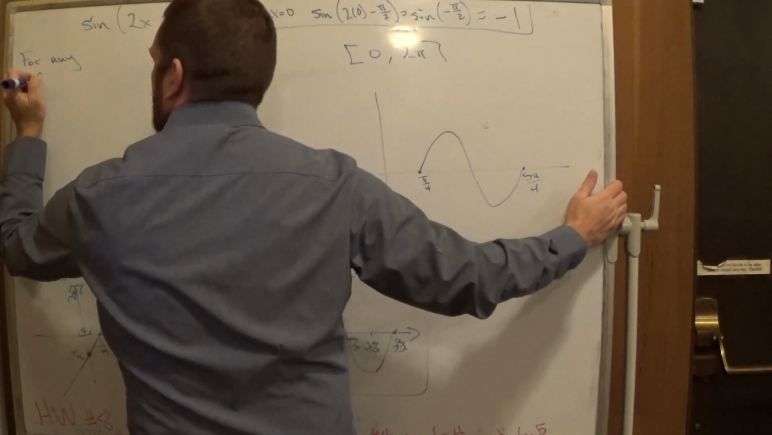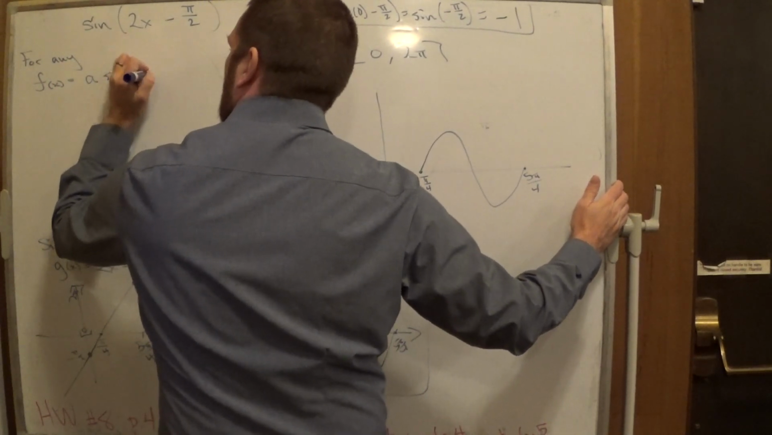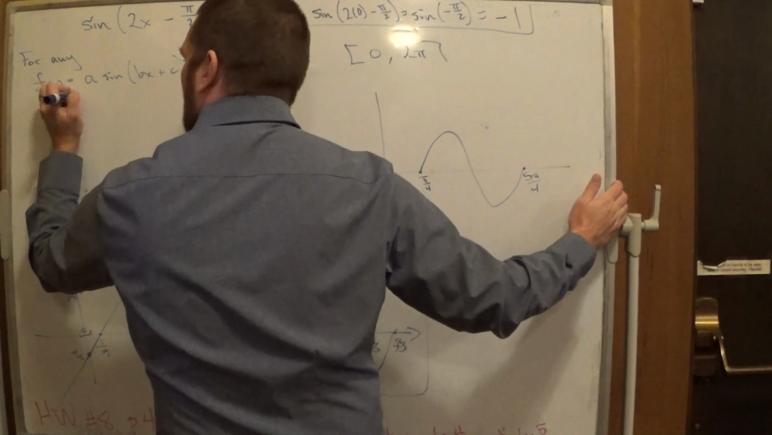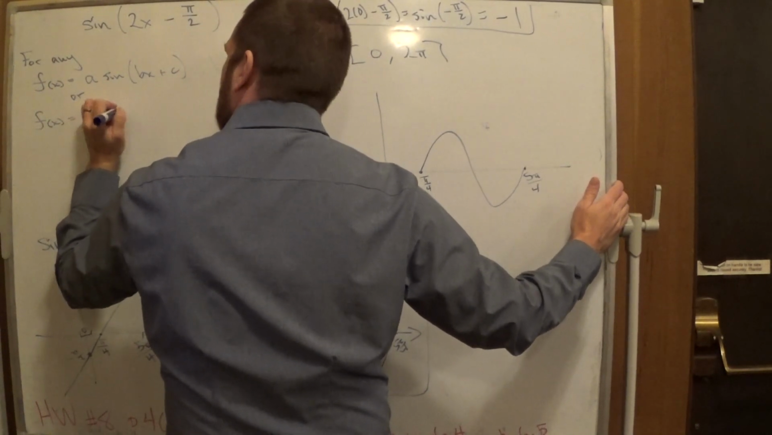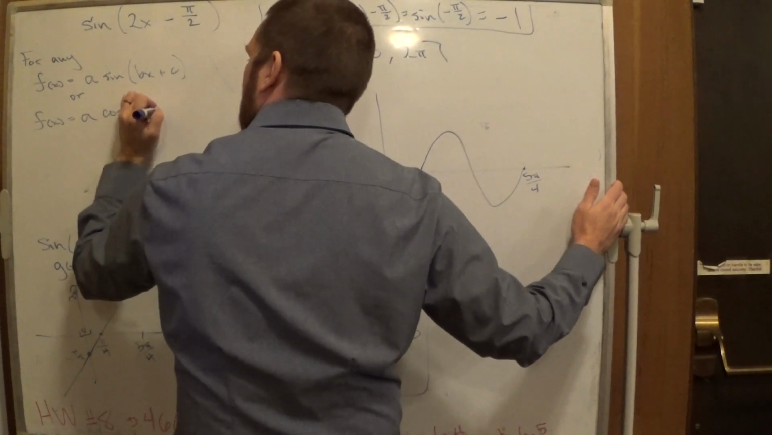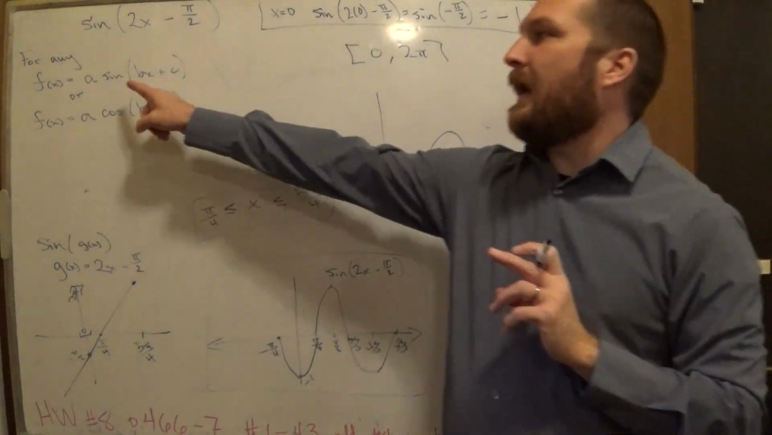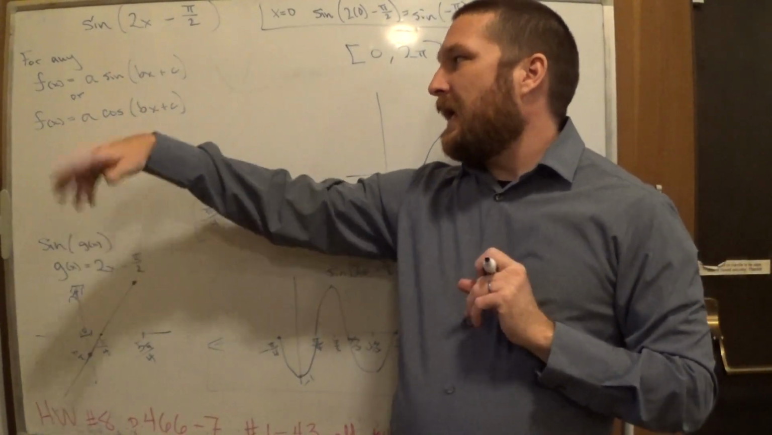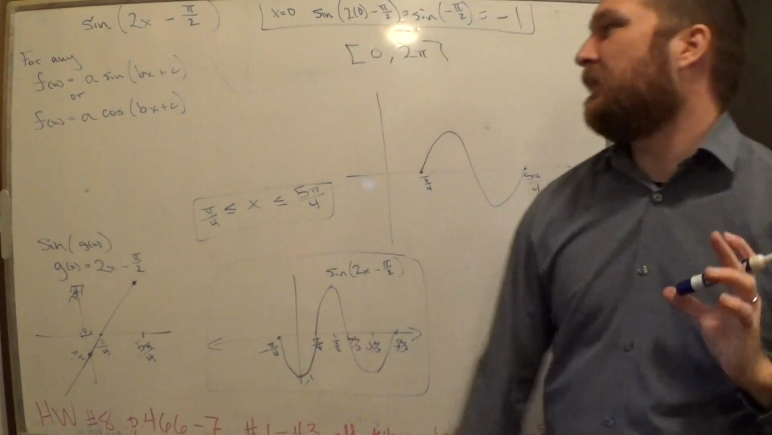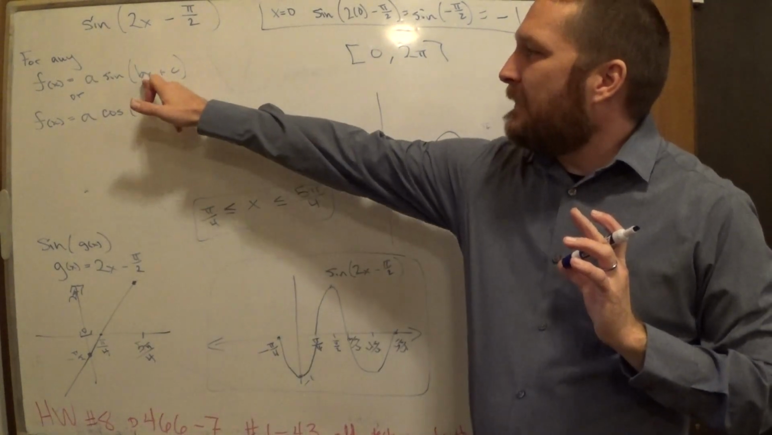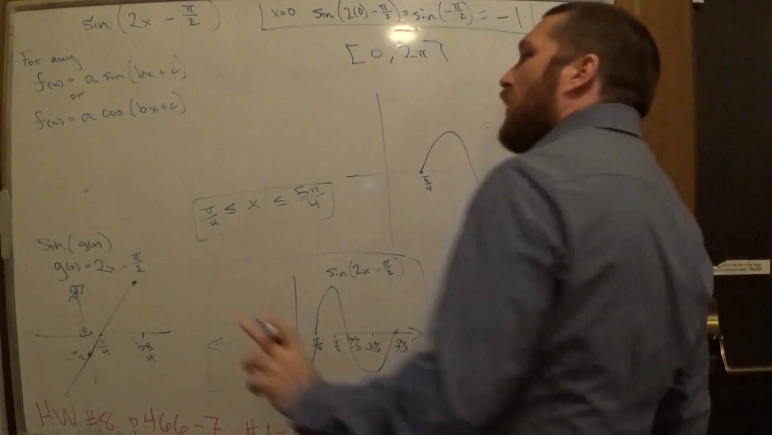For any function in this form, A times sine or A times cosine of bx plus c, we have a couple of definitions. I already told you: A is called the amplitude. It's pretty obvious what this does. It stretches it and so on.